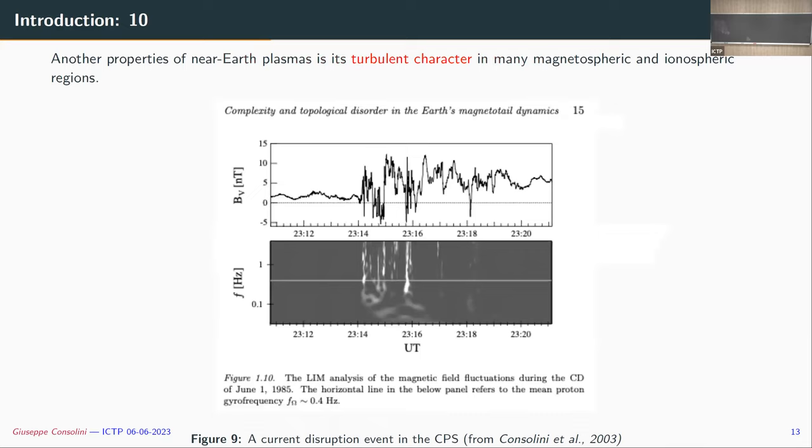Now, another property, as I was saying many times, is the turbulent character. And turbulence is a common feature that we can find inside the plasma, both in the magnetosphere and in the ionosphere. This is, for instance, a peculiar phenomenon that occurs in the tail region, which is called the current disruption. The current disruption is connected with the disruption of the cross-tail currents in the tail region of the plasma sheet.